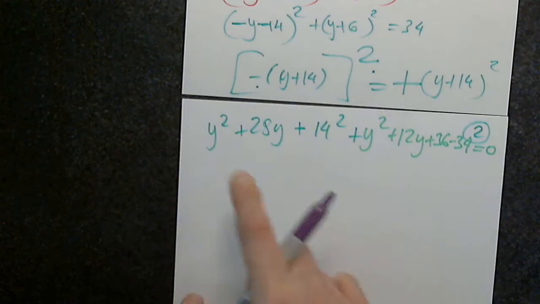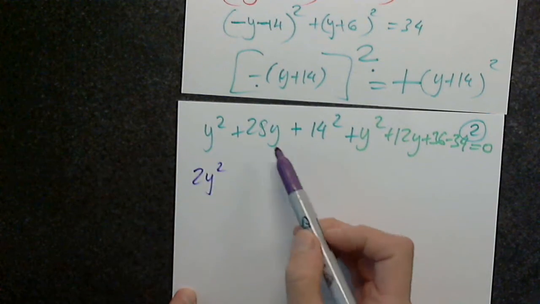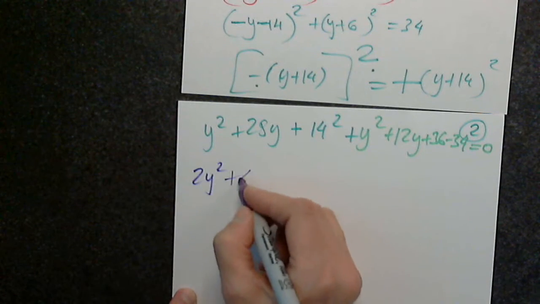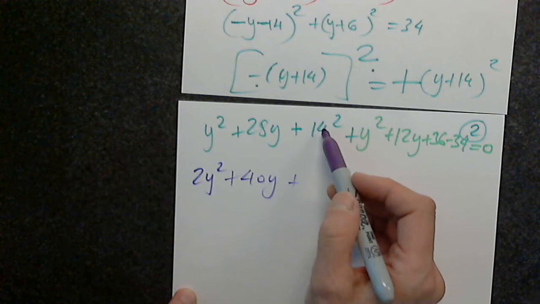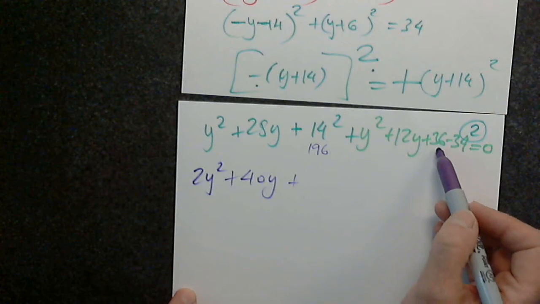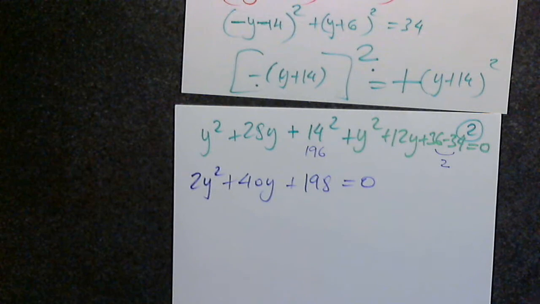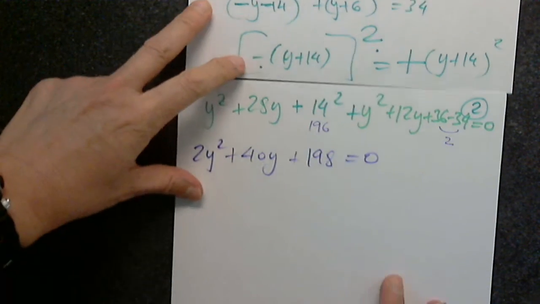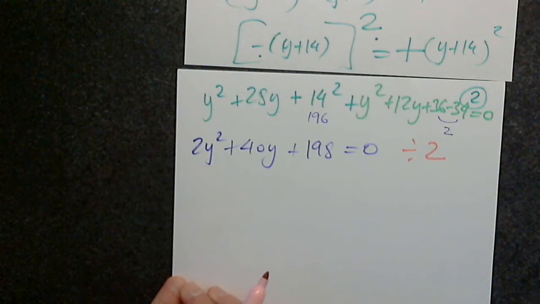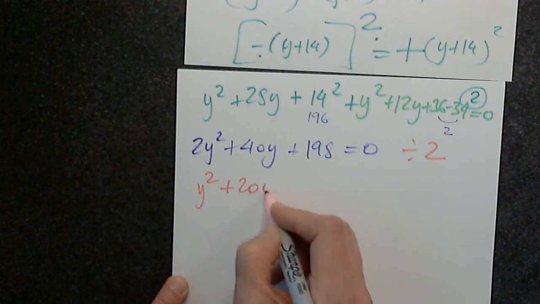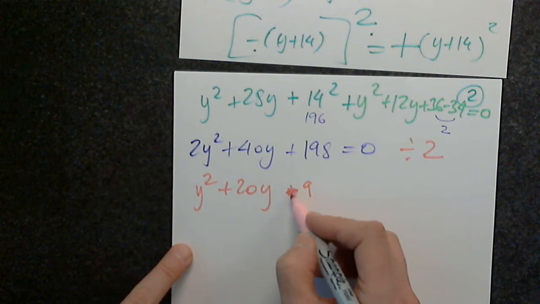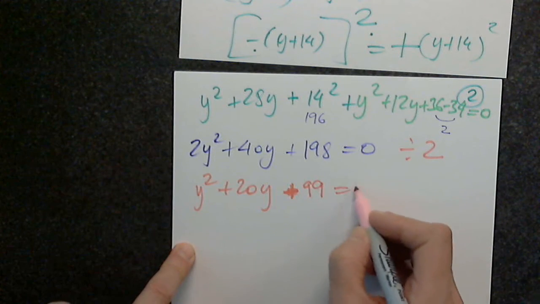So then, y squared plus y squared is 2y squared. 28 plus 12 is 40y plus, this is 196, and this is 2. So plus 198 equals 0. Quadratic equation, how many solutions do I expect? How many? 2, because the degree is 2. We expect 2. Of course, I will clean it up, dividing both sides by 2. So I have y squared plus 20y plus 99 equals 0.